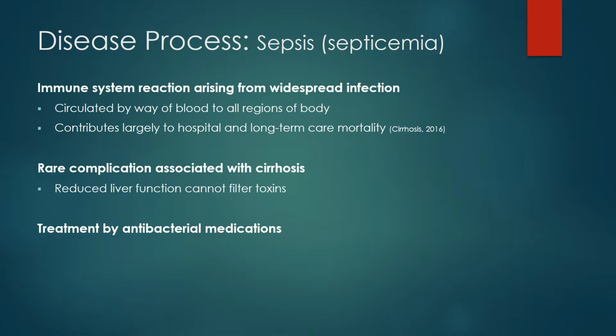And it is rarely complicated in association with cirrhosis. So the reduced liver function, though, is a contributing factor to the development of sepsis because, again, the body cannot filter out the toxins that have infiltrated the blood. And again, treatment is through the use of antibacterial medications.